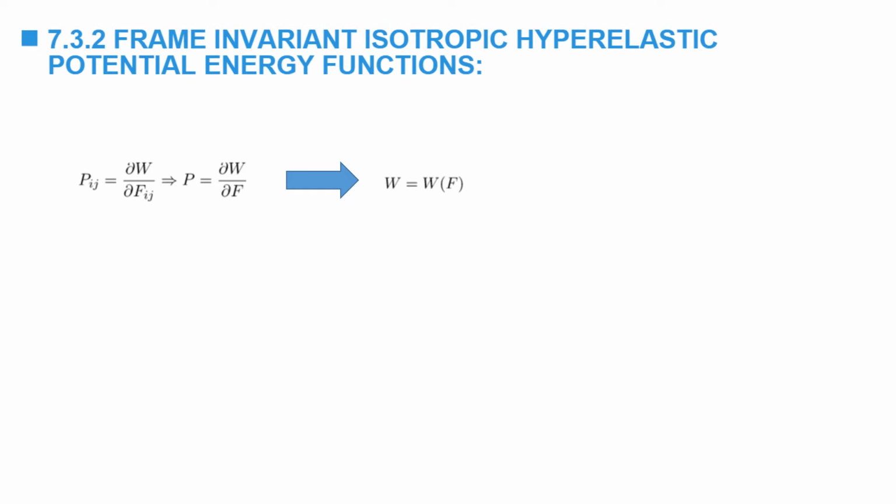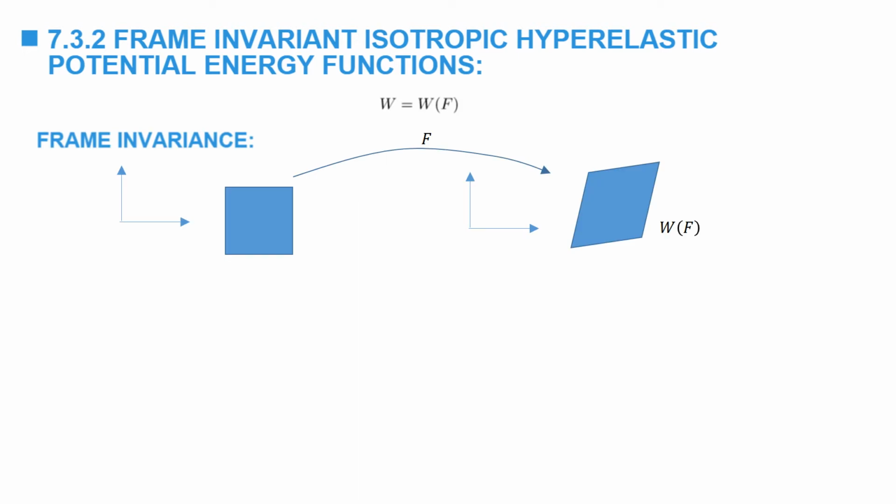So hyperelastic materials are materials whose constitutive law is described by a strain energy potential function W, and W can be given as a function of the deformation gradient F. In the next few slides, we will investigate the possible forms for such an energy function to ensure isotropy and independence of the coordinate system chosen. First, let's consider the independence on the chosen coordinate system. We will term this independence frame invariance.